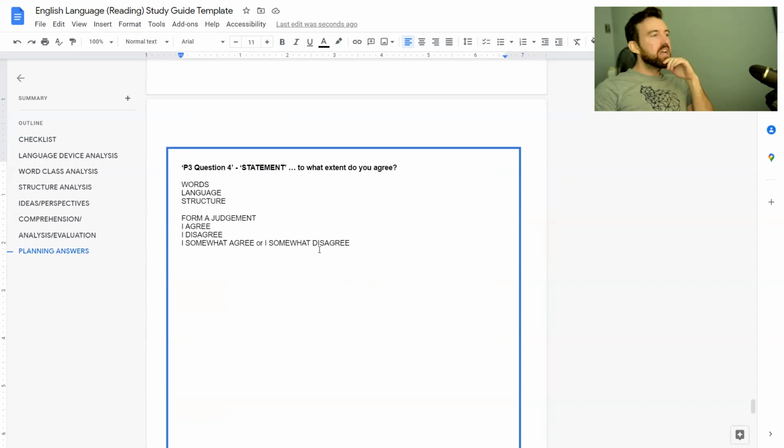Sorry about that. For the vast majority of exam boards, you don't have to fully agree or fully disagree, in which case it's better to somewhat agree, so you can show off to the examiner that you know both sides of the argument. That's basically the reason why you would do this.